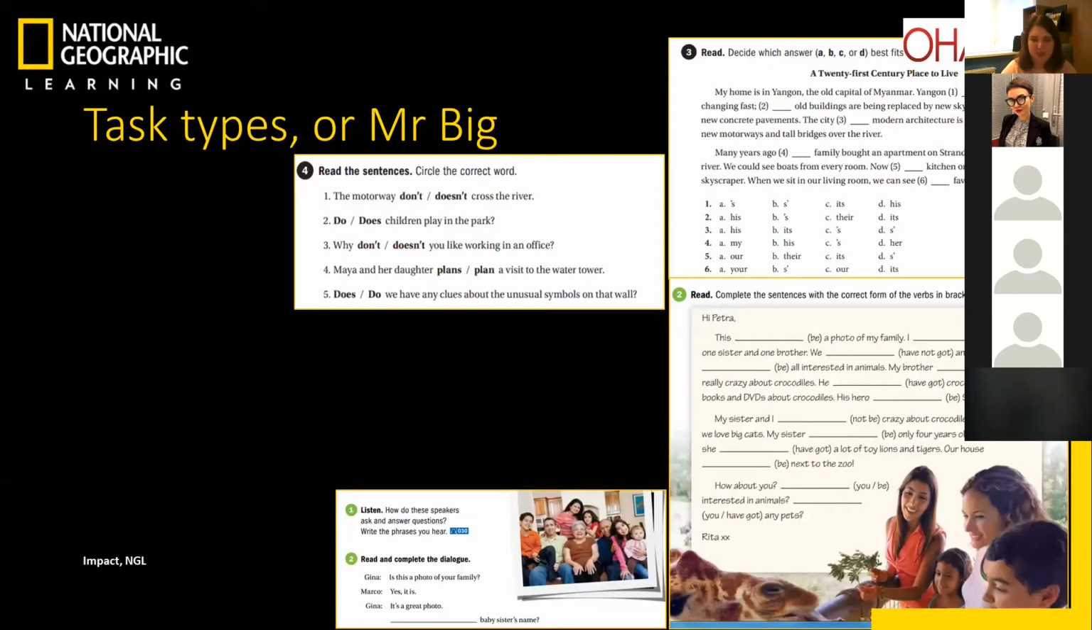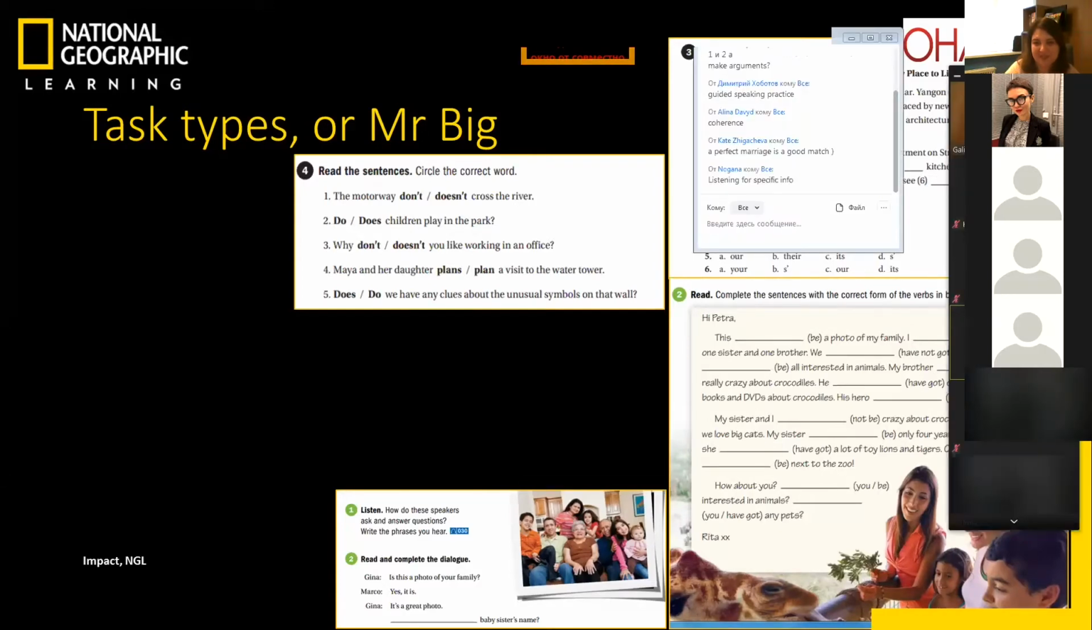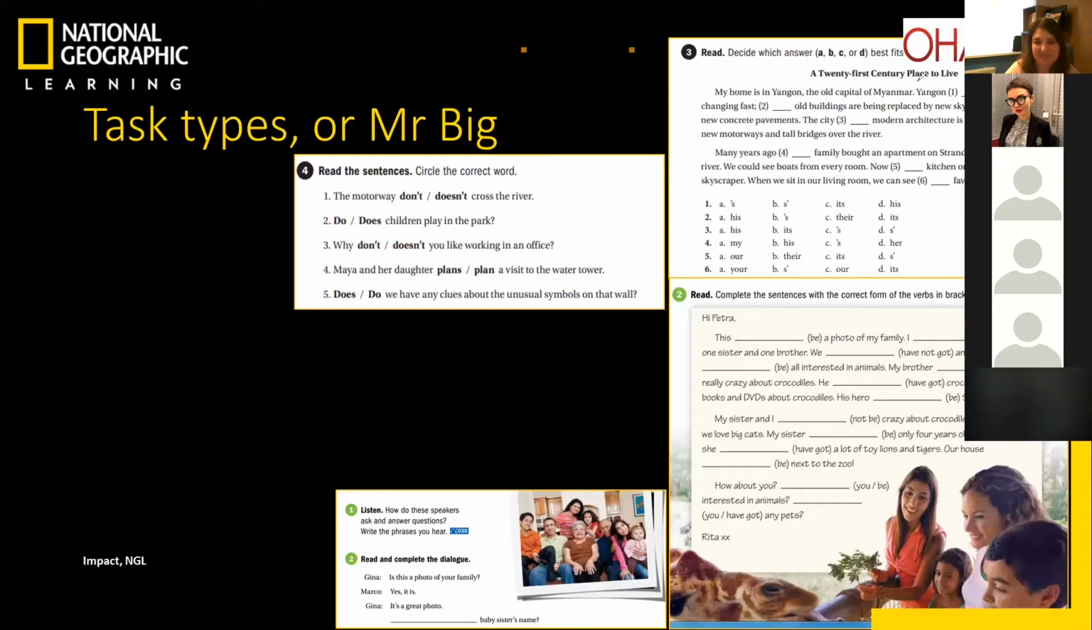Again, judging from the extracts, what are the task types? What are they aiming at? Yeah. Okay. Can you please switch off microphones?